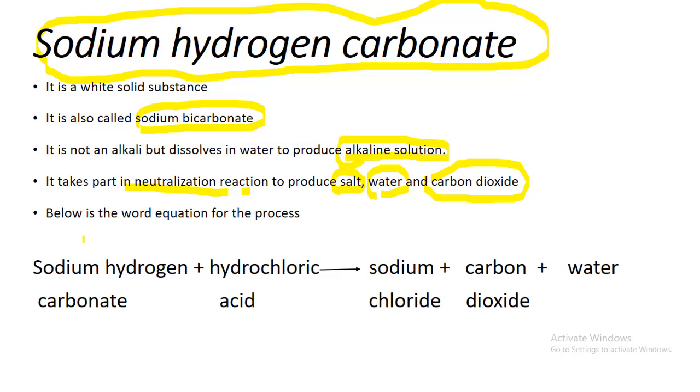So this is the general equation. You have sodium hydrogen carbonate reacting with an acid, which is hydrochloric acid, and the products are sodium chloride, carbon dioxide, and then water.